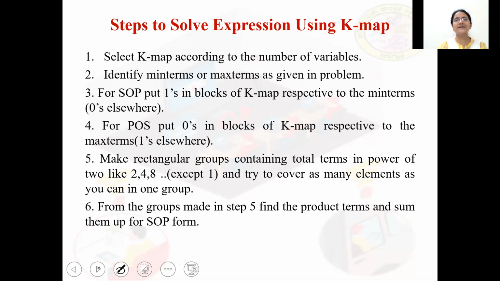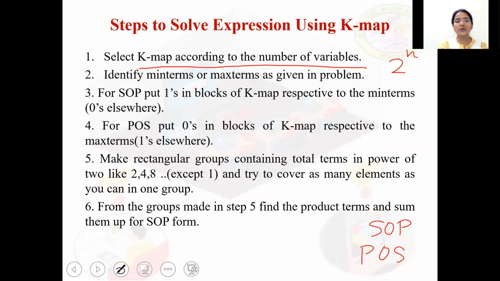And the steps to solve the expression using K-map. First step is select the K-map according to the number of variables. Depending on the number of variables in the function, we have to select or write the K-map using 2 power n cells. Next step is identify minterms or maxterms as given in the problem. If the problem is SOP, then we have to enter logic highs in the minterms. If the problem is a product of sum expression, we have to enter logic zeros in the maxterms.